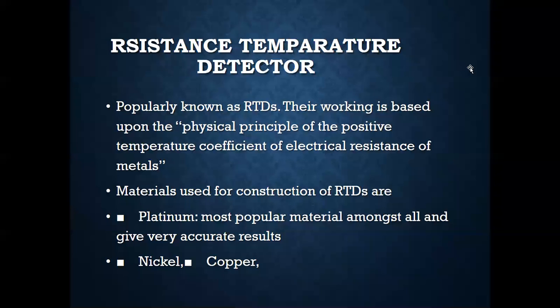So the material used for construction of RTDs, platinum is the most popular material because platinum shows a linear relationship between temperature and resistance. Suppose there is a 1 degree rise in temperature, proportionately 1 ohm resistance increase. If it is 2 degrees, 2 ohms. It is a straight line. So that is why we are using platinum. Then nickel and copper also we are using for making RTDs, but the response characteristics curve is not linear, even though we are using nickel and copper.